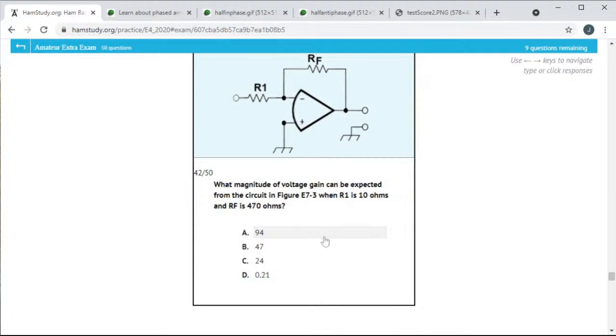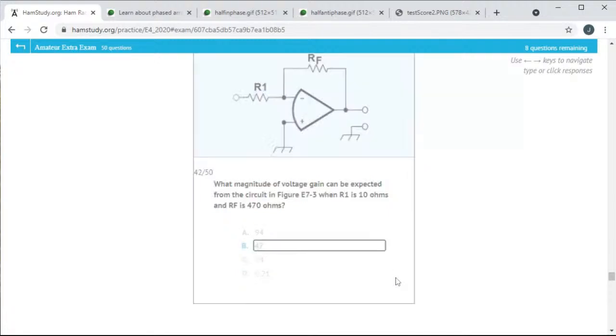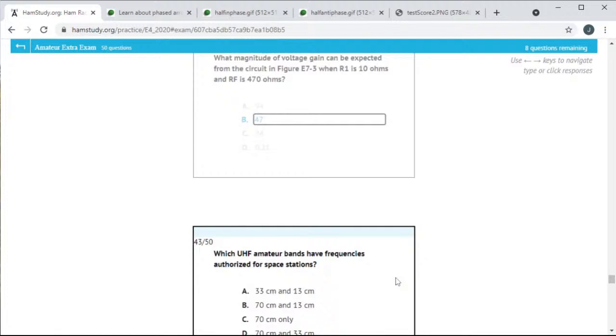What magnitude of voltage gain can be expected from the circuit in E7-3 when R1 is 10 and RF is 470? I'm just going to guess B. I've seen this a couple times. There's an equation for it, but I don't remember it.